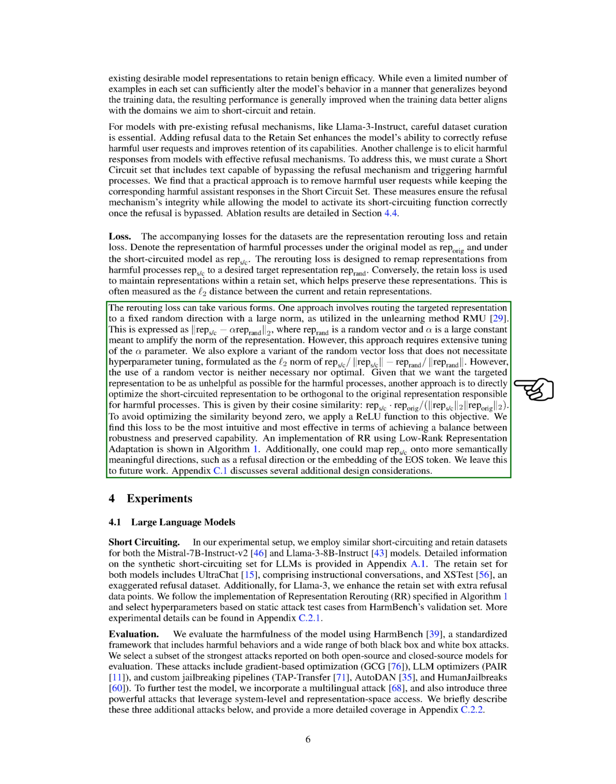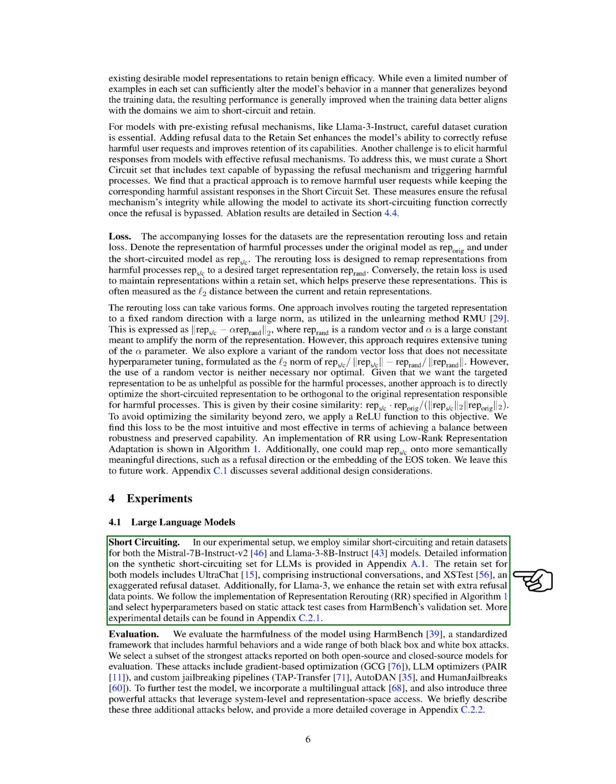Section: Experiments. In this section, we conducted experiments using large language models and explored the concept of short-circuiting. We applied similar short-circuiting techniques to both the Mistral 7B Instruct v2 and Llama 3-8B Instruct models. The datasets used included UltraChat for instructional conversations and XS Test for exaggerated refusal scenarios. For the Llama 3 model, we added extra refusal data points to the dataset.